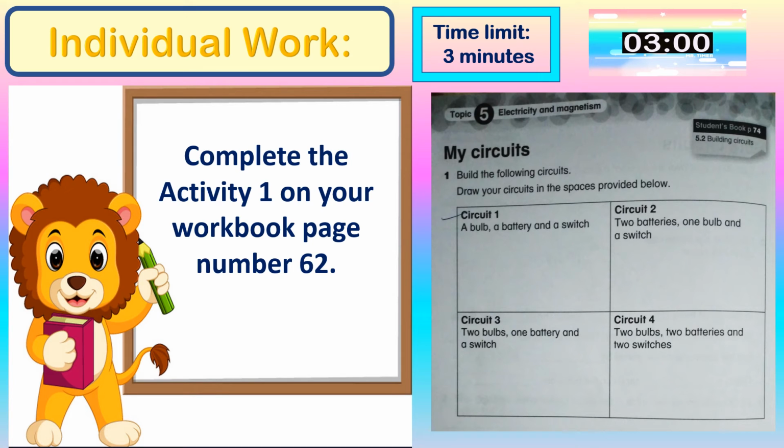For circuit 1, a bulb, a battery, and a switch. For circuit 2, 2 batteries, 1 bulb, and a switch. For circuit number 3, 2 bulbs, 1 battery, and a switch. And then for circuit number 4, 2 bulbs, 2 batteries, and 2 switches. You have only 3 minutes to do this activity.